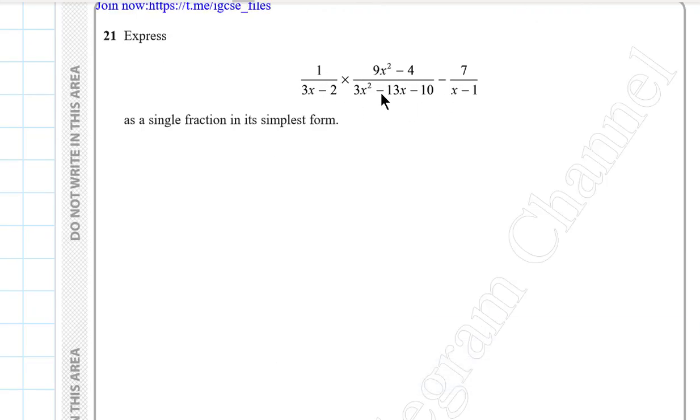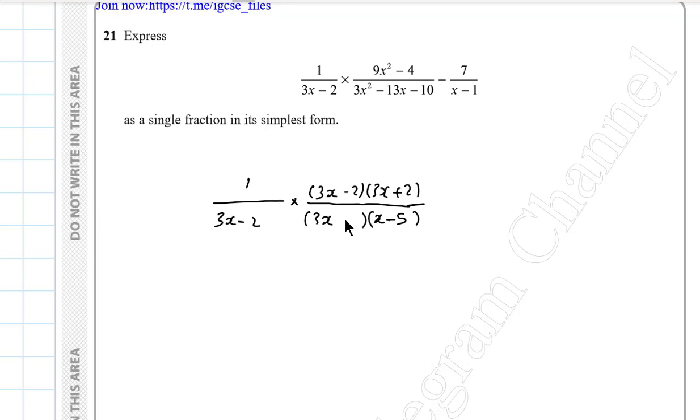Express these fractions as a single fraction in its simplest form. We must factorize, of course. We have here 1 over 3x minus 2 multiplied by, this is a difference of two squares, so we can write 3x minus 2 multiplied by 3x plus 2. And in the denominator, we can write here 3x, and here just 1x. And then we can write negative 5 here, and then plus 2 here.